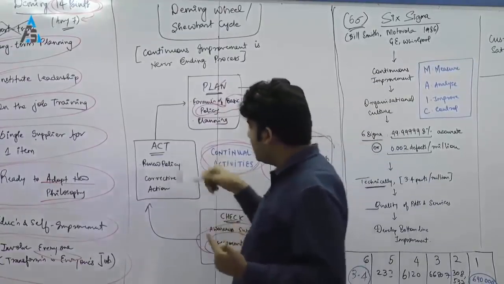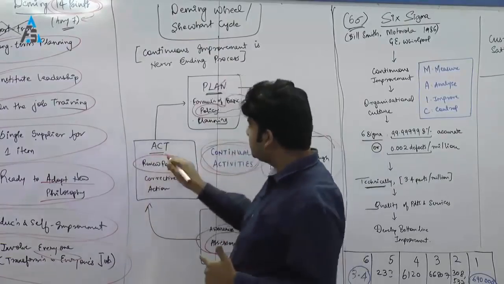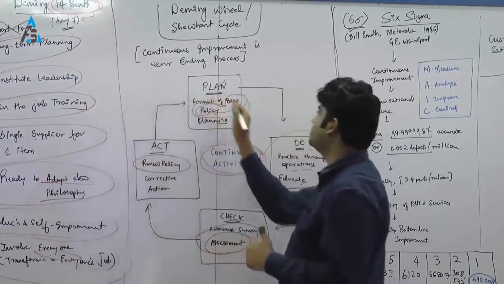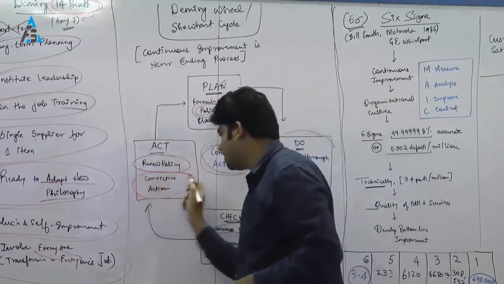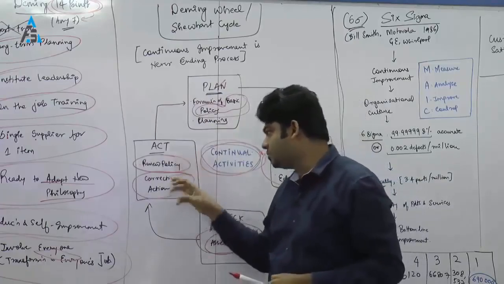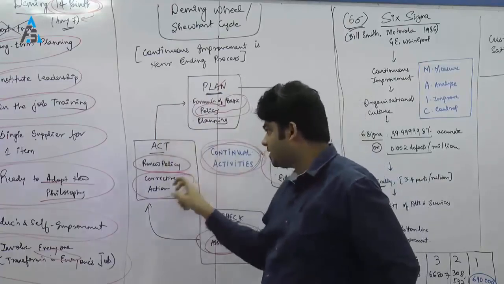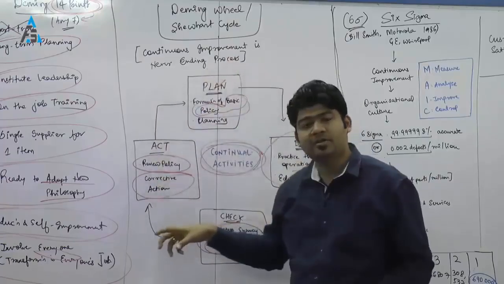And finally, act. What is act? It is review your policy. In case the policy needs any change, again go with your plan, do, check, act. And then finally, corrective action has to be taken. So once the policy is reviewed, your actions are done, then in that case you will have to take corrective action and this whole Deming wheel will complete.